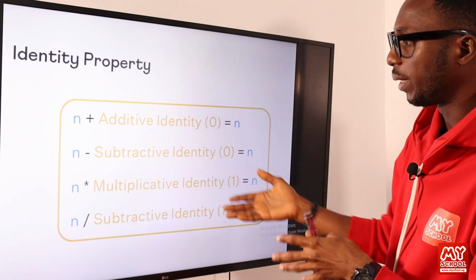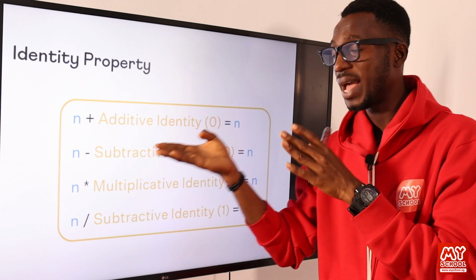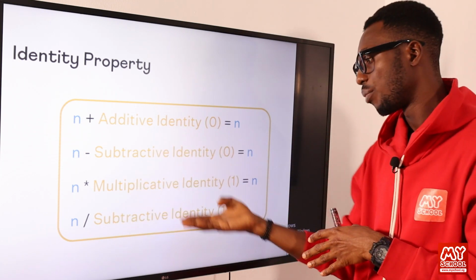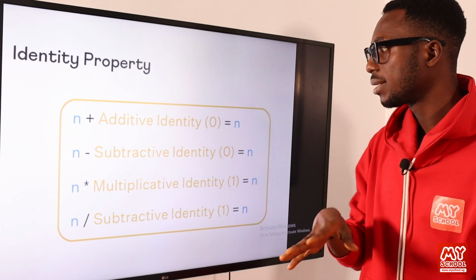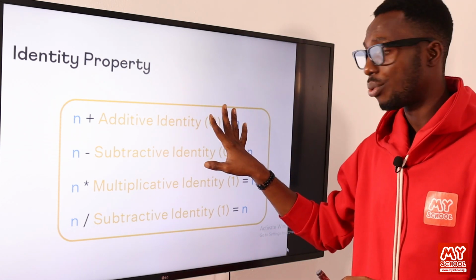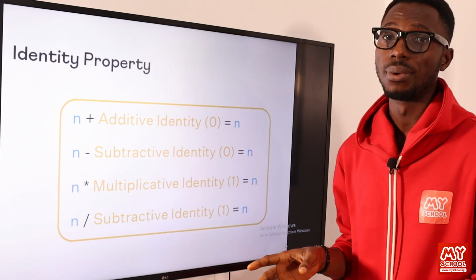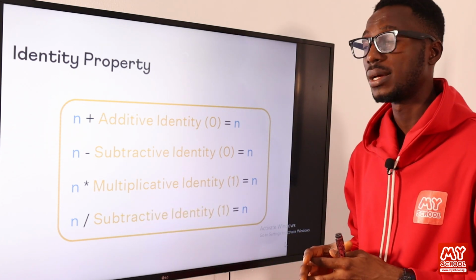When it comes to multiplication, when you multiply that same element by 1, you should get back your element. So for additive, you should have your 0. Then for multiplication, it should be 1, right? So let's do some confirmations together. Let's move on to the next slide.